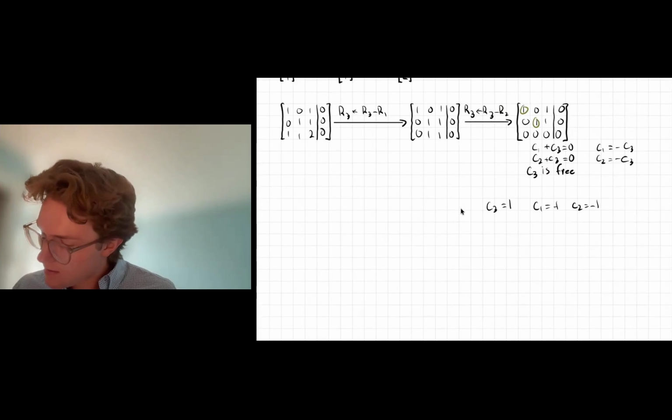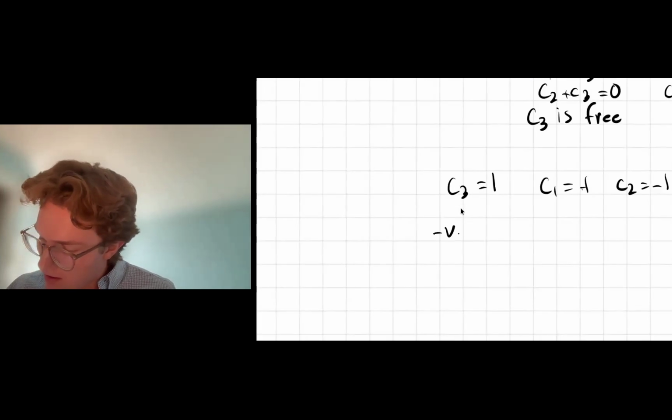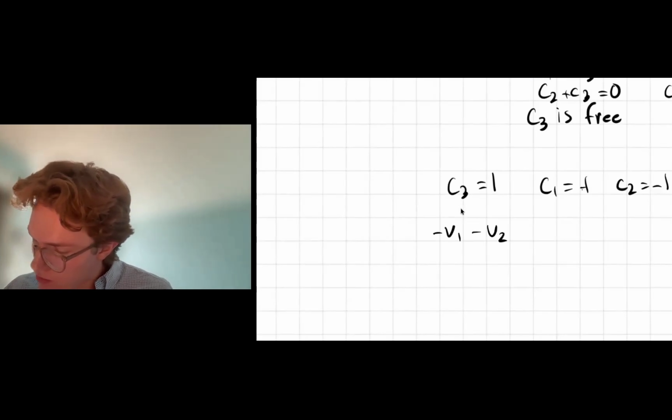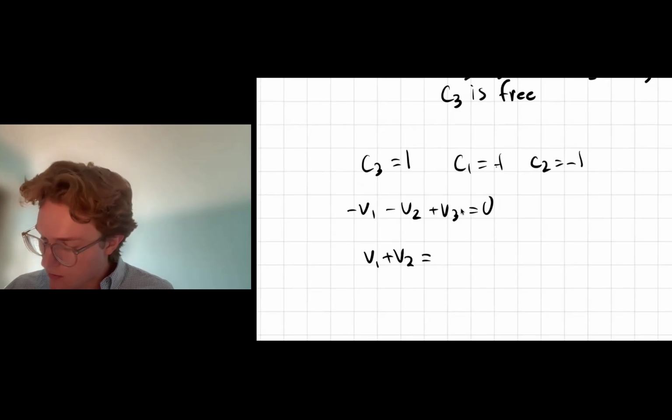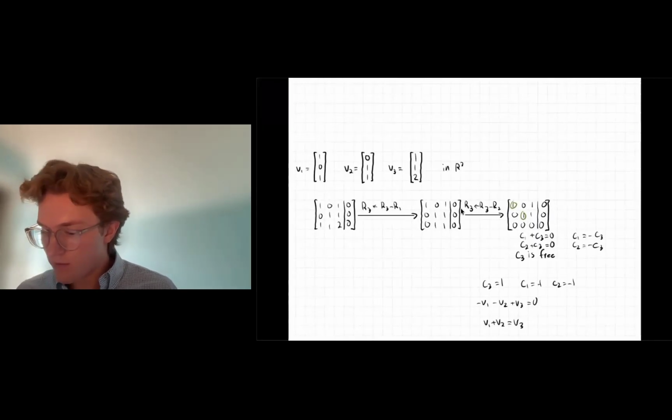If we use these weights and go back to our equation up here, and plug them in, we get minus vector 1 minus vector 2 plus vector 3 is equal to the zero vector. If we rearrange that, we get that v1 plus v2 is equal to v3. And if we look up at our original vectors, we can see that's true if we do the algebra.